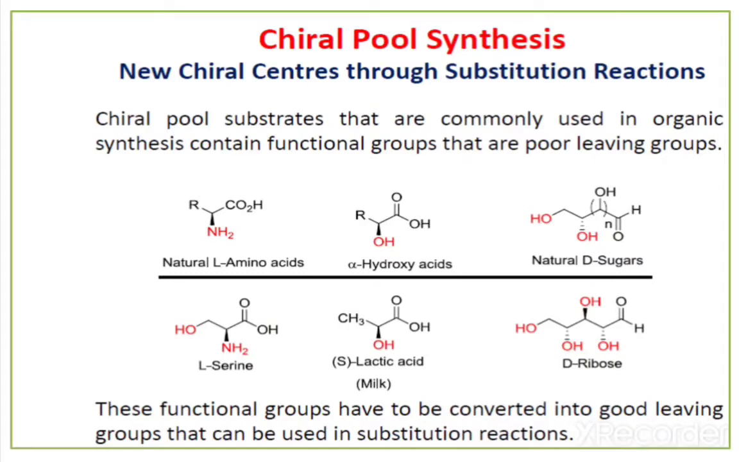The chiral pool substrates that are commonly used in organic synthesis contain functional groups that are poor leaving groups. Here, the natural L-amino acids, alpha hydroxy acids, natural D-sugars, for example L-serine, S-lactic acid, and D-ribose. These functional groups have to be converted into good leaving groups that can be used in a substitution reaction.